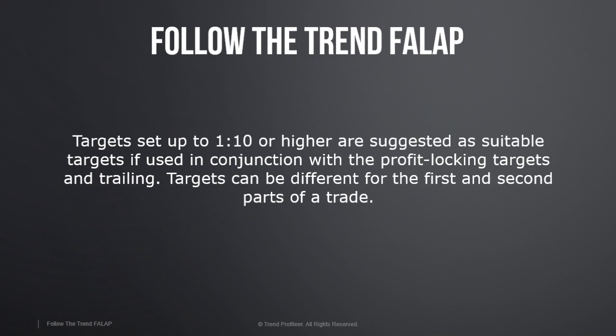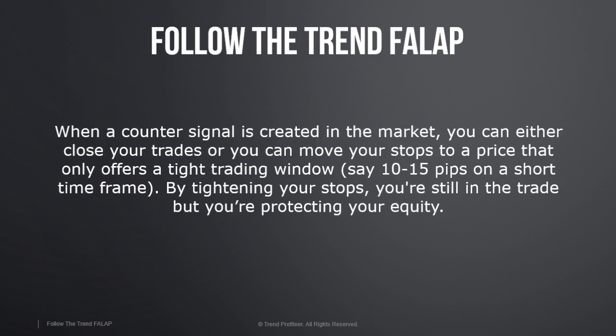Targets can be different for the first and second parts of a trade. So you could set 1 to 10 as your risk reward ratio for your first position, and 1 to 25 or 1 to 30 on your second position. Again, it doesn't really matter. What matters is that you are still in the trade for as long as possible.